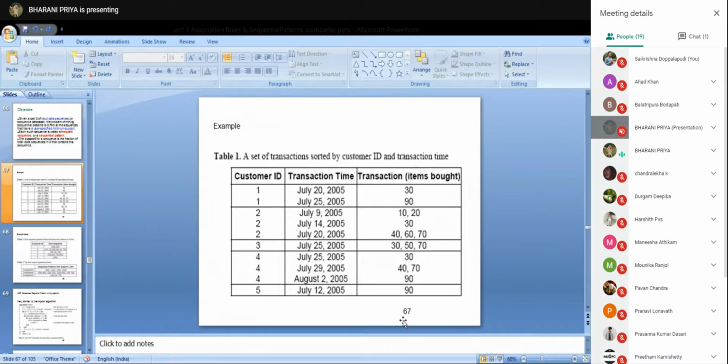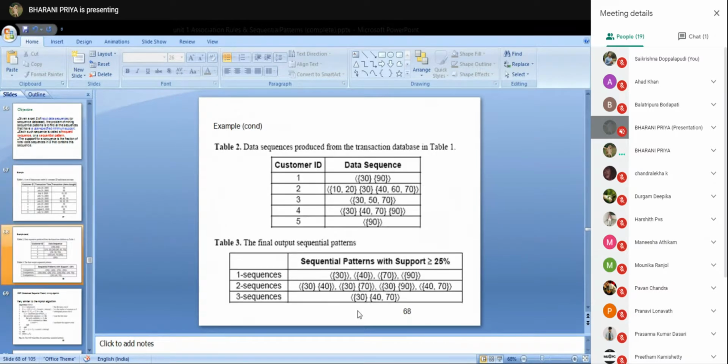So this is the transactional data set, and it is ordered according to the customer ID. Customer ID 1 has purchased item number 30 on July 20, and the next item at July 25th. These are the item sets. So let us frame the data sequences. For the customer ID, the purchased items are 30 and 90, and they should be placed in the sequence only. Next is the second, 10, 20, and so on.